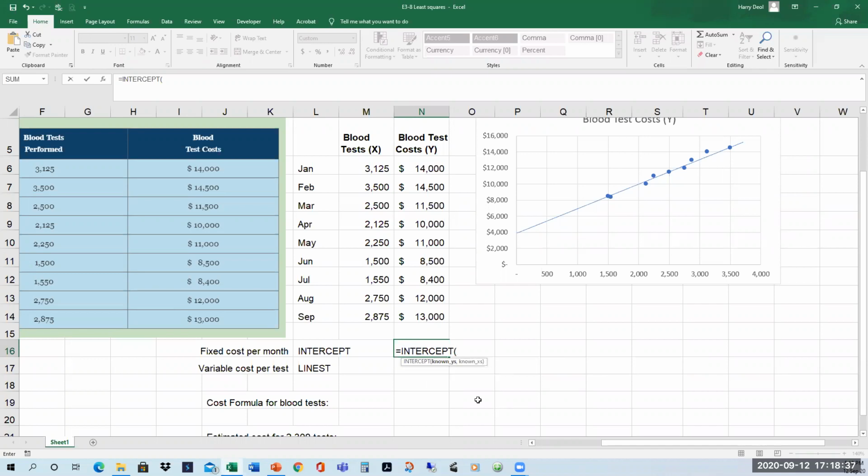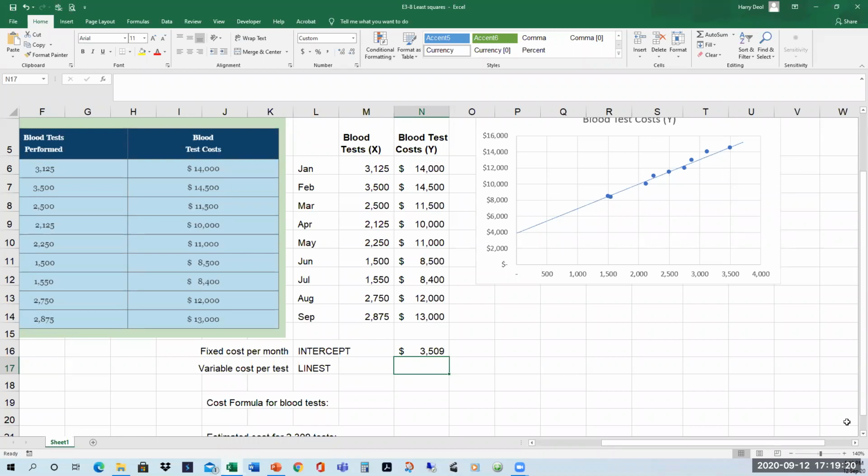And now it is prompting me to provide it with the data. It's saying, tell me what the known y's are, and what the known x's are. So my known y's are the blood test costs. I click on the first cell and then just go down, so I select all of them. These are N6 through N14. Then I put a comma, and I do the same thing for the known x's, M6 through M14. And then I close the bracket and press enter.